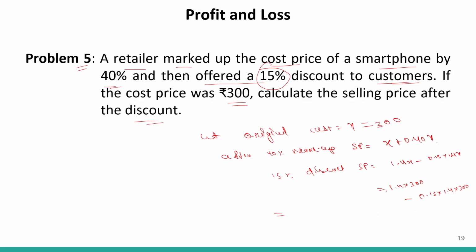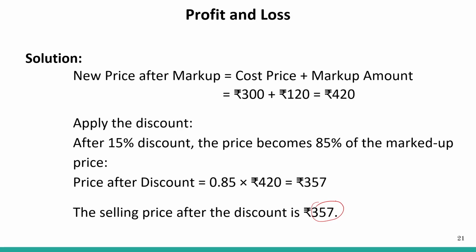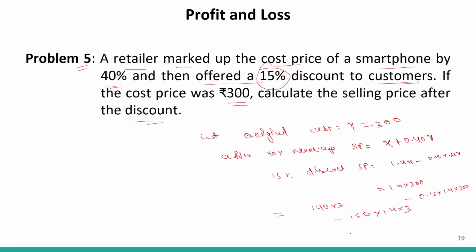So this is nothing but 140 into 3 minus 150 into 1.4 into 3. So this will be equal to what? So this will be equal to 357. 357 will be the answer. So this is equal to nothing but 14 into 3 is equal to what? So this will be 420, right? So minus 0.15 into this much, right?